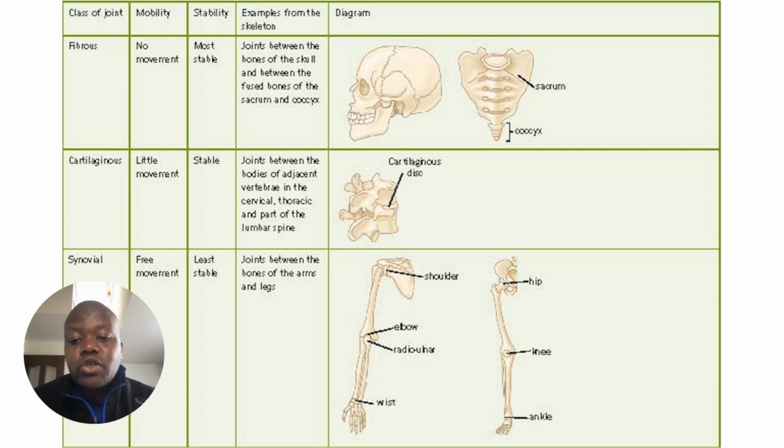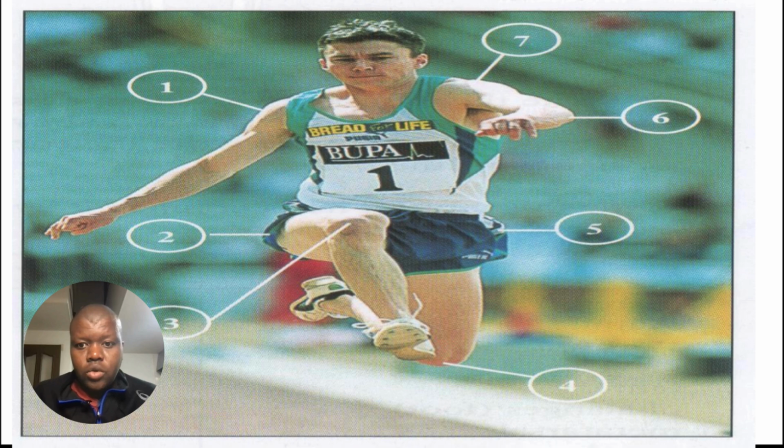Then there are synovial joints that provide free movement, and there are different types of synovial joints. There are many different types of synovial joints, but for the IGCSE exams, we'll be focusing on three different types. Number one on the photo is a ball and socket joint. Number two also is a ball and socket joint. Those are the joints of the shoulder and the hip.